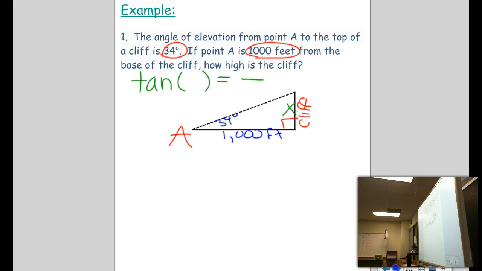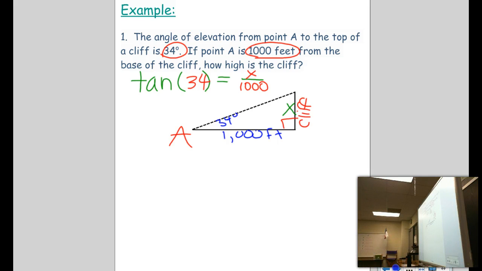Okay, who have I not picked on today? Brett, I haven't picked on. Oh, Alea? Okay, Alea, fill it in. What do I put here in parentheses? Torin pointed to you, by the way. What goes here? 34. And what goes here? Opposite over adjacent. Was that Dimitri? Yes. Dimitri. Good job. All right, let's solve it.